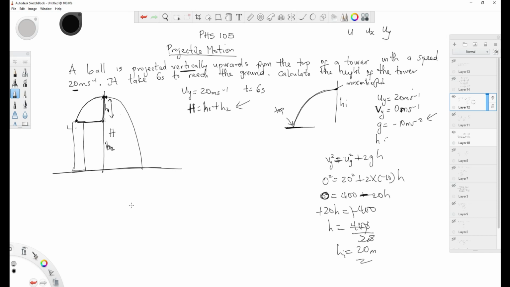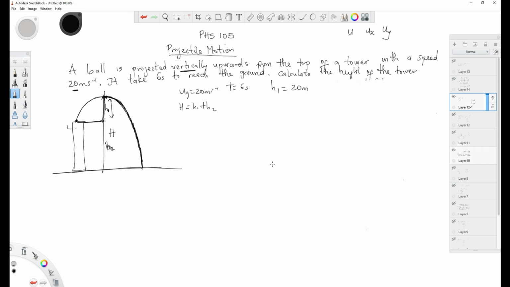And getting the total height here would help us get the height of the building. We've already gotten h1 first. Now let's get this capital H. In order to get the capital H, let's come back to our projectile motion. Now that means we are working based on this other half of the projectile motion. So let's try and see the parameters that we can get from this.